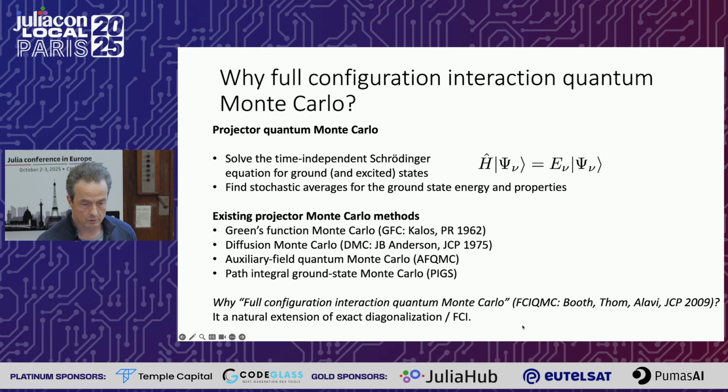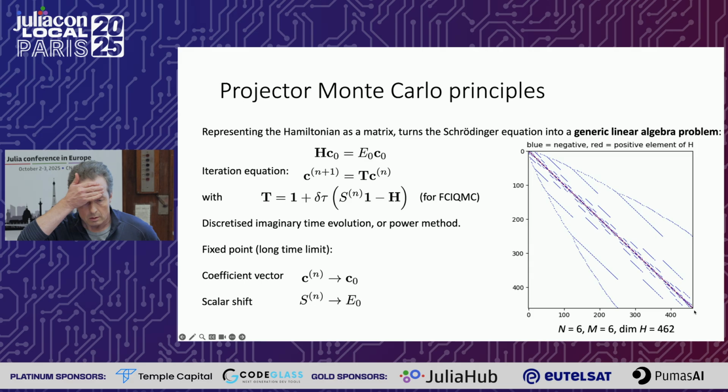And so we're going to use and implement an algorithm that is fairly recent, from 2009. So what are the principles of what we're doing? First of all, we represent the Hamiltonian as a matrix. That turns the Schrödinger equation into a generic linear algebra problem. So it's really finding the eigenpairs, the eigenvector and eigenvalue, of a large matrix.